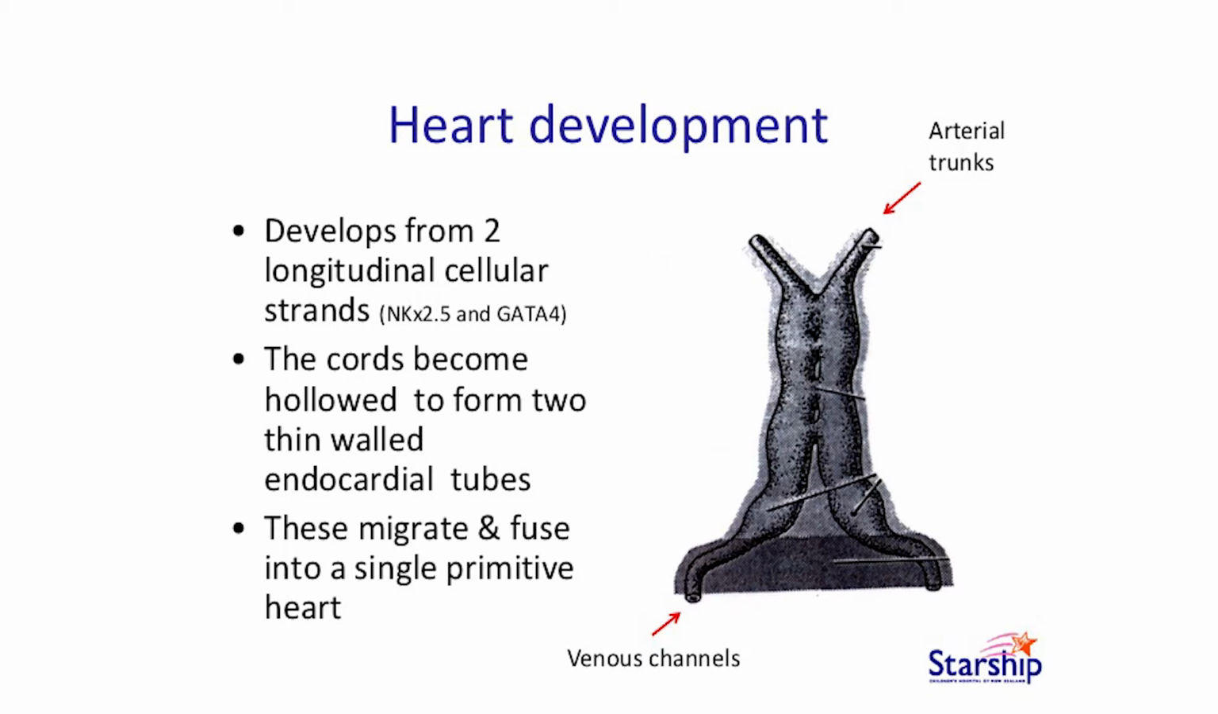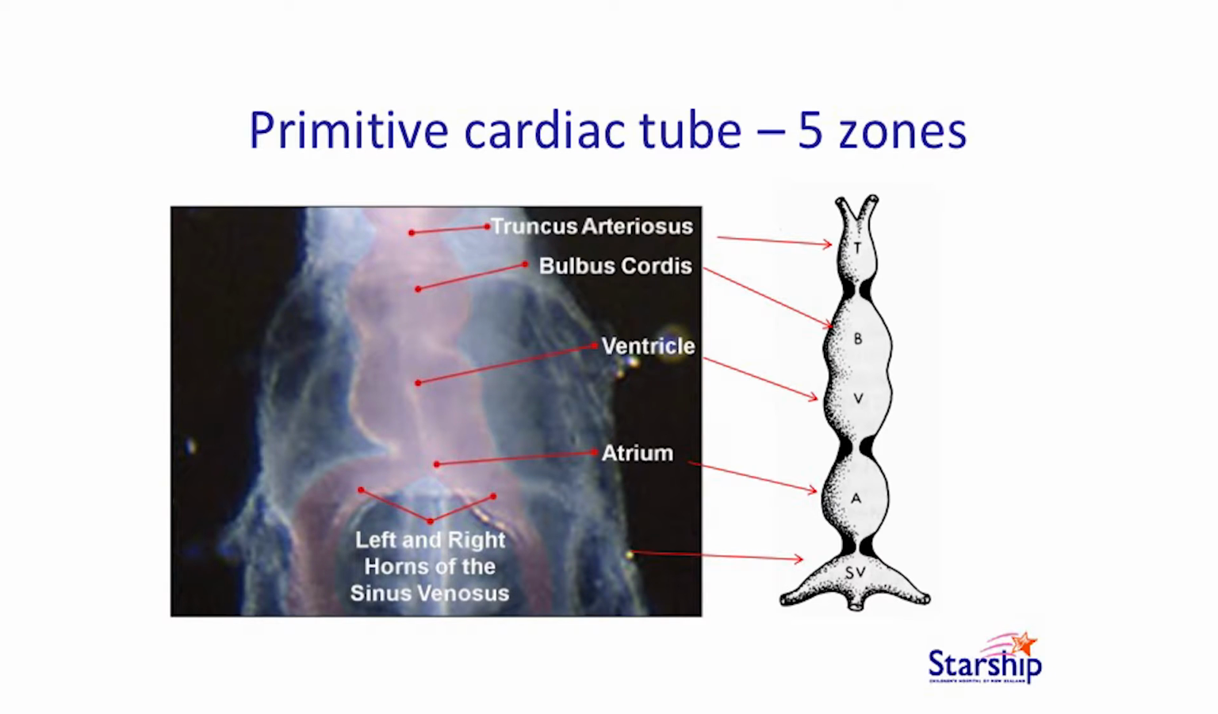and they form endocardial tubes. These tubes migrate towards one another and fuse together to form a single straight tube, which is anchored at one end by the arterial end and at the other by the venous channels. With fusion of these two tubes, you see areas of narrowing and areas of dilatation appear in the heart tube. And there are 5 distinctive regions, listed from the head to the tail.